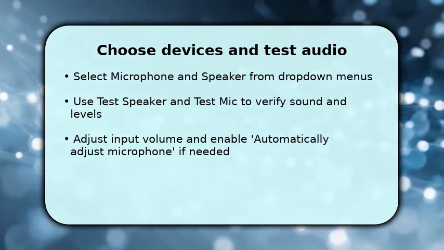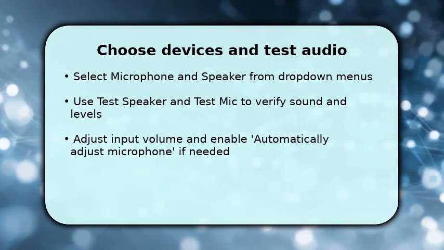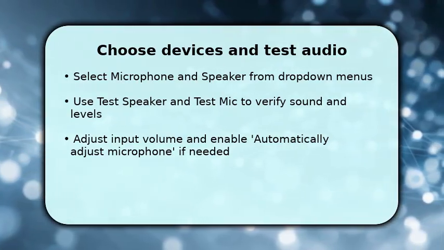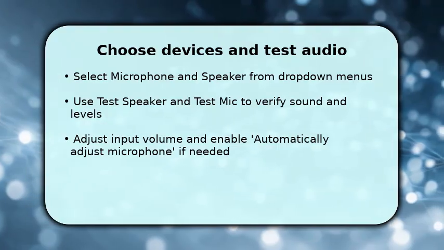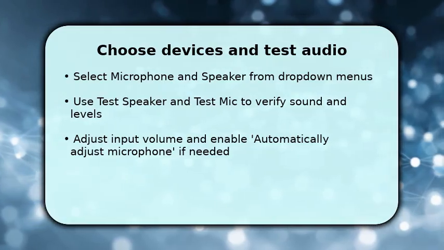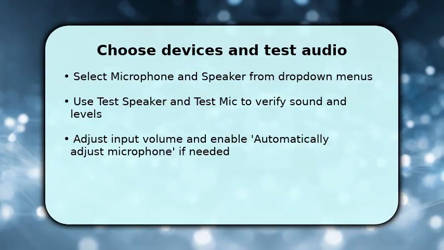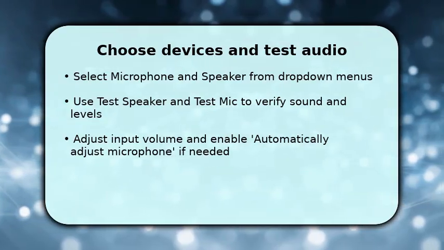Then press Test Speaker and verify you hear audio. Speak into the mic and watch the input level meters move. If levels are low, increase input volume or enable automatically adjust microphone to let Zoom manage gain. Make sure to disable auto adjust only if you need fixed gain for consistent audio.